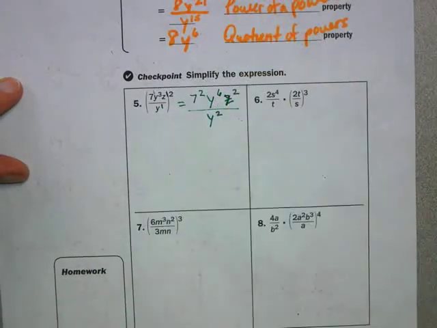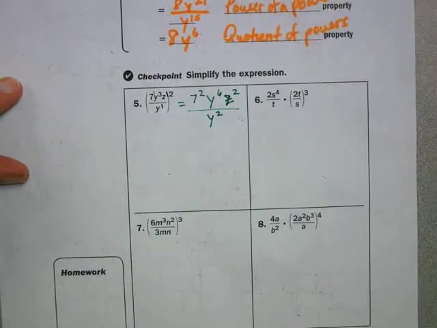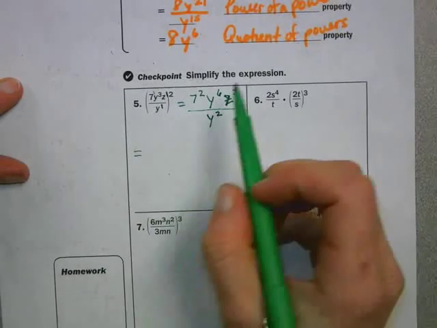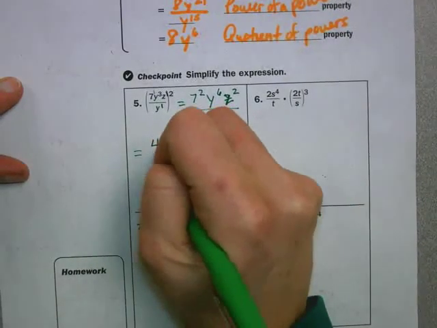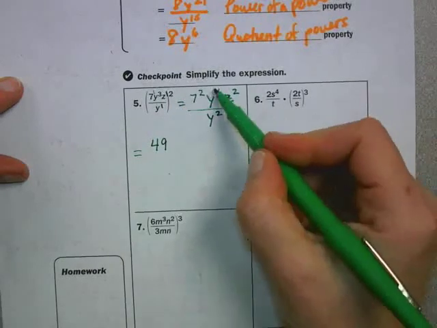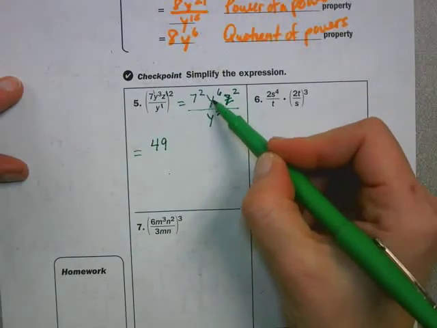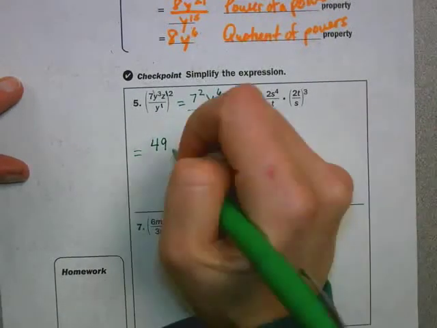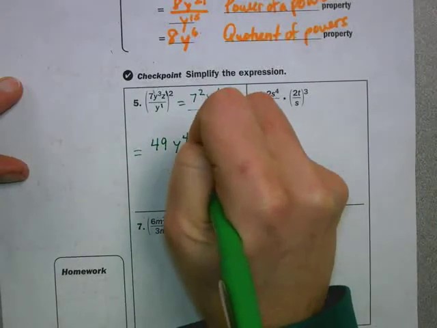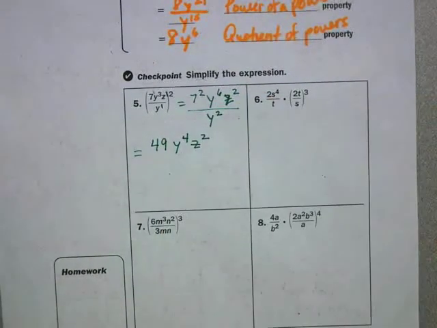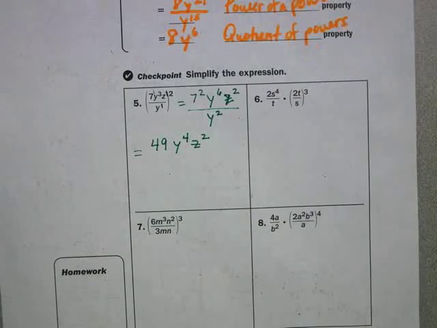Okay, so from there, I'm going to simplify anything that can be simplified. So 7 squared is 7 times 7, or 49. And I'm noticing my y terms right now have the same base, so it's 6 minus 2, which is 4. And z squared, there's no other z terms, so it just gets rewritten. So that is 49 y to the 4th z squared.